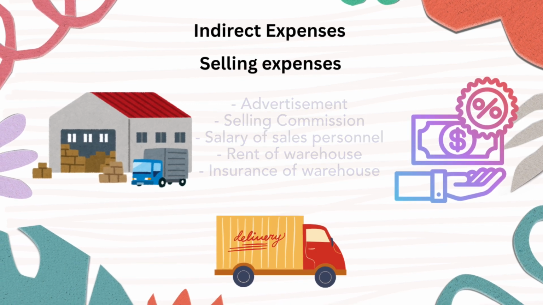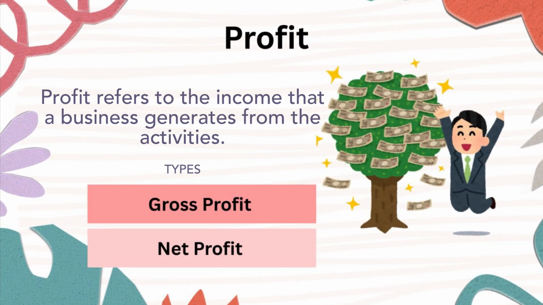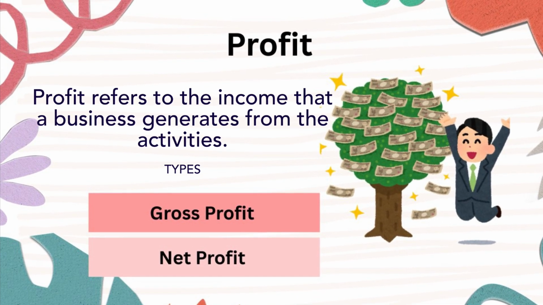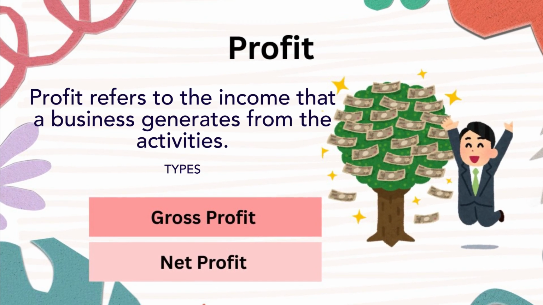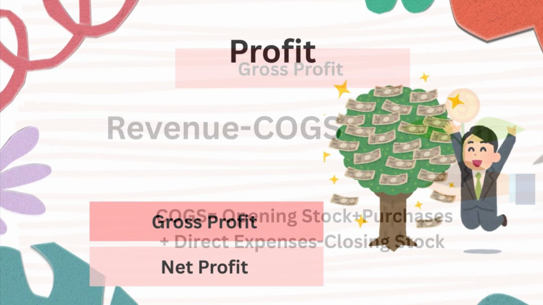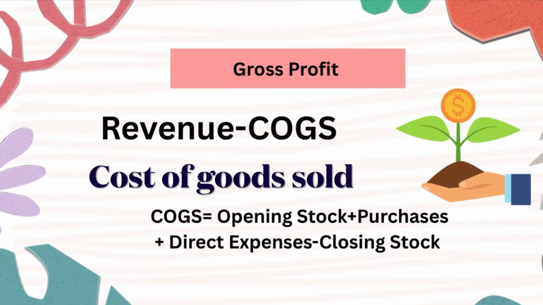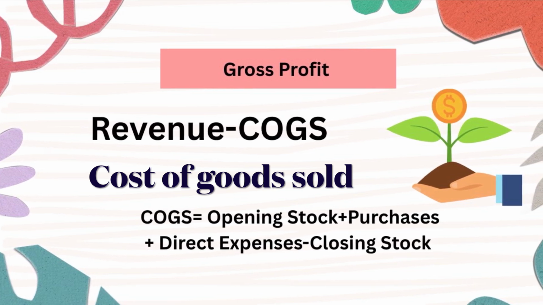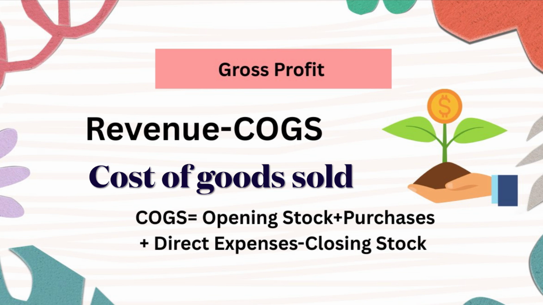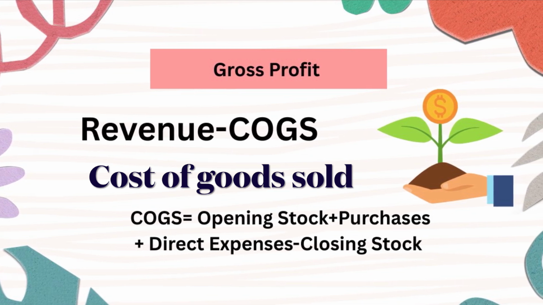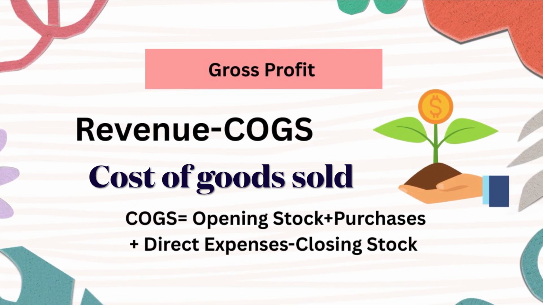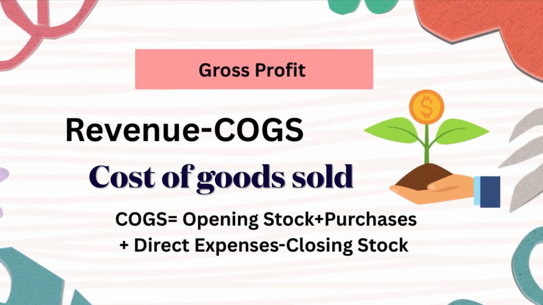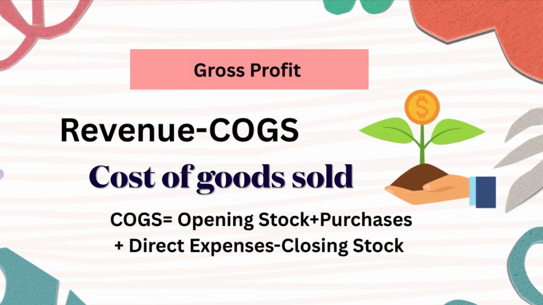Now, another term is profit. Profit refers to the income that a business generates from its activities. There are two types of profits, gross profit and net profit. Gross profit refers to the profit that does not cover the indirect expenses. So the formula to calculate gross profit is revenue minus COGS. COGS refers to cost of goods sold. Now, how is this cost of goods sold calculated? It is calculated by applying the formula: opening stock plus direct expenses less closing stock. Now, this is the formula to calculate gross profit.